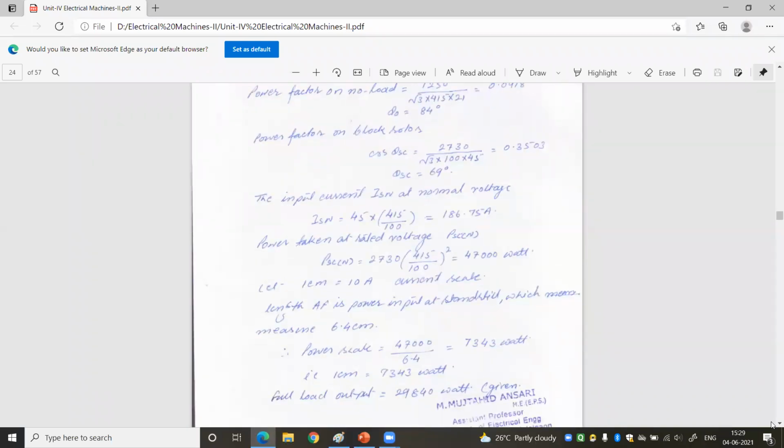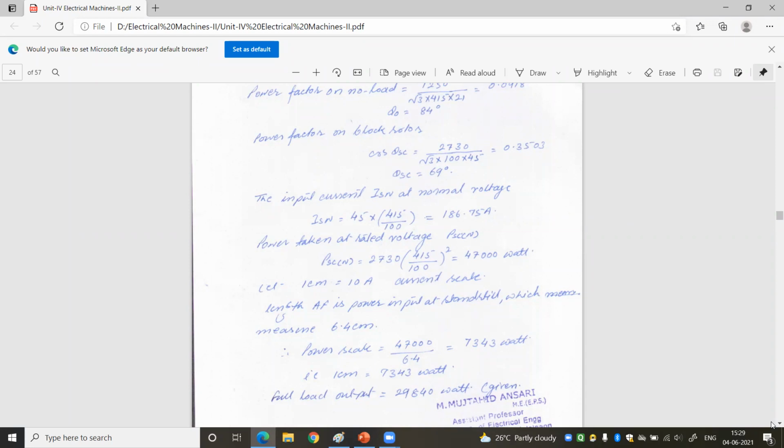Now calculate the current at normal voltage. At reduced voltage, the current is 45 ampere. The short circuit current at normal voltage is equal to 45 multiplied by 415 divided by 100, where 100 is the voltage at which 45 ampere is going to flow. So 186 is the short circuit current if this test is conducted at rated voltage. It means that if the short circuit is taken at 415 volt, 186 ampere is going to flow in the stator circuit.